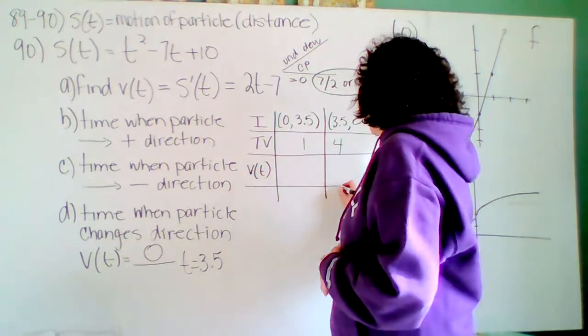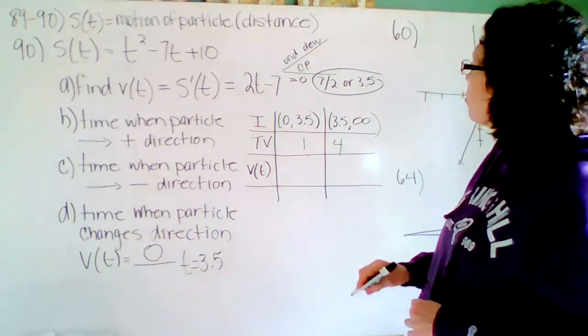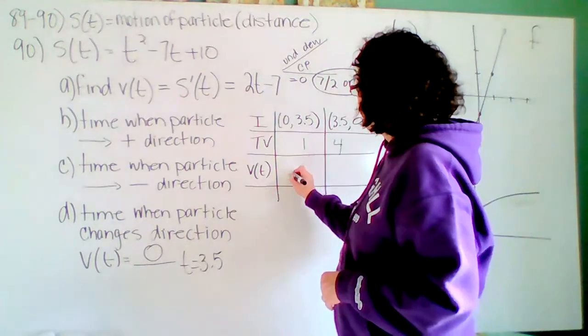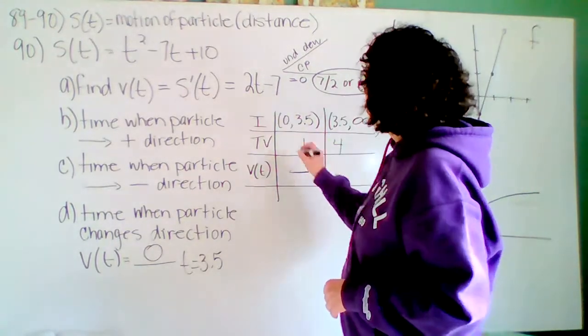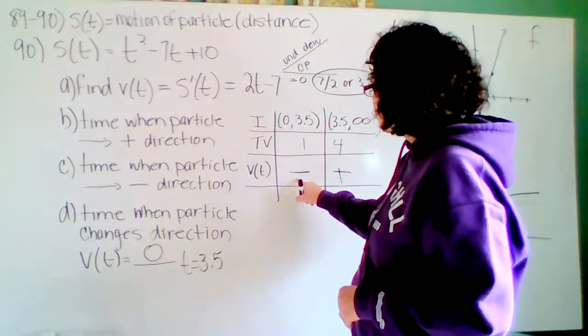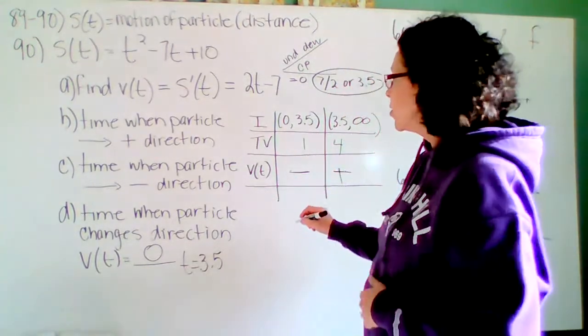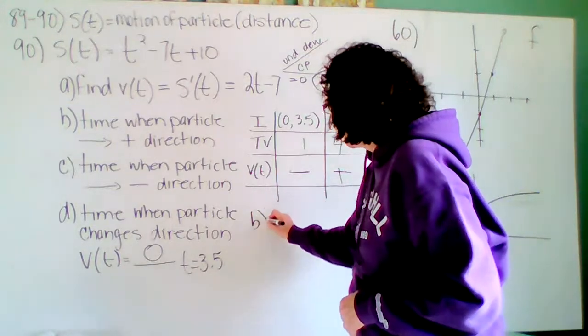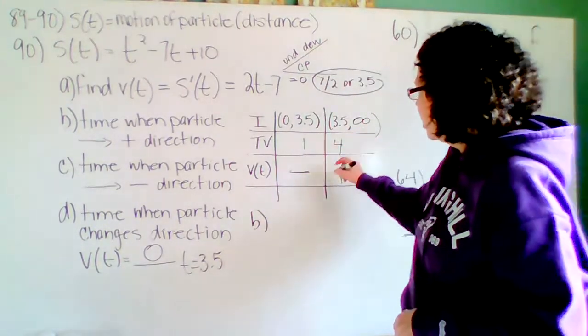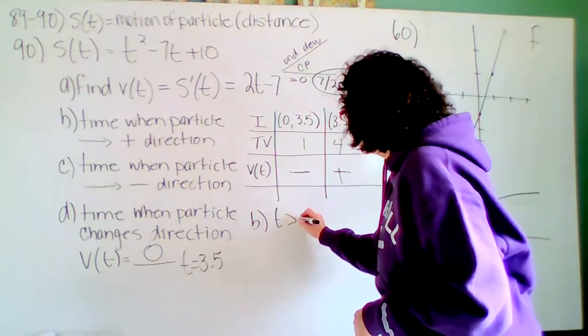We know where it's 0. Where is it positive and negative? When we put a 1 into the function, we get a negative. When we put a 4 in, we get a positive. We just answered B and D, right? So the particle is moving in a positive direction for a time greater than 3.5.